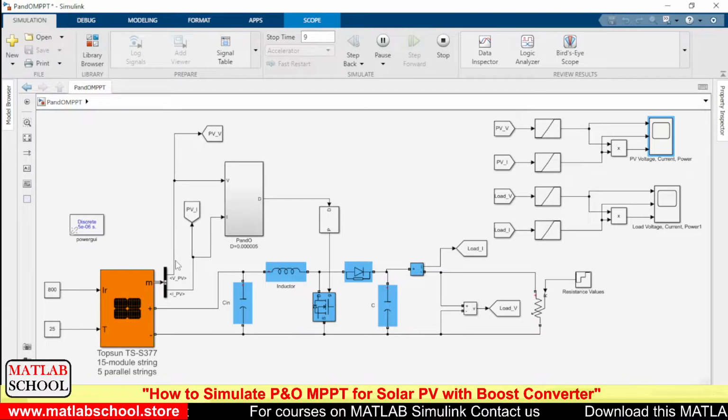Here we have an inductor and a few capacitors. We are using these capacitors and inductors just to boost the voltage so that the boost converter acts appropriately with respect to the incoming voltage and current.